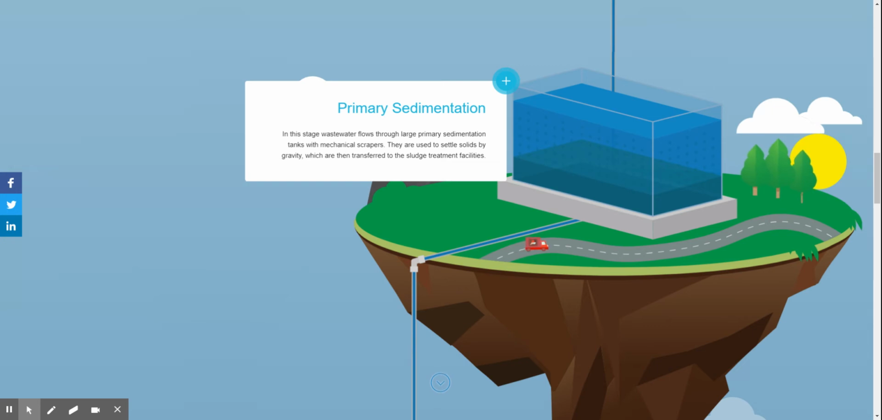In large circular tanks, large arms or scrapers slowly move around the tank and push the sludge towards the center, where it's then pumped away for further treatment. The water then passes over a wall near the top of the tank and is taken to the next stage.